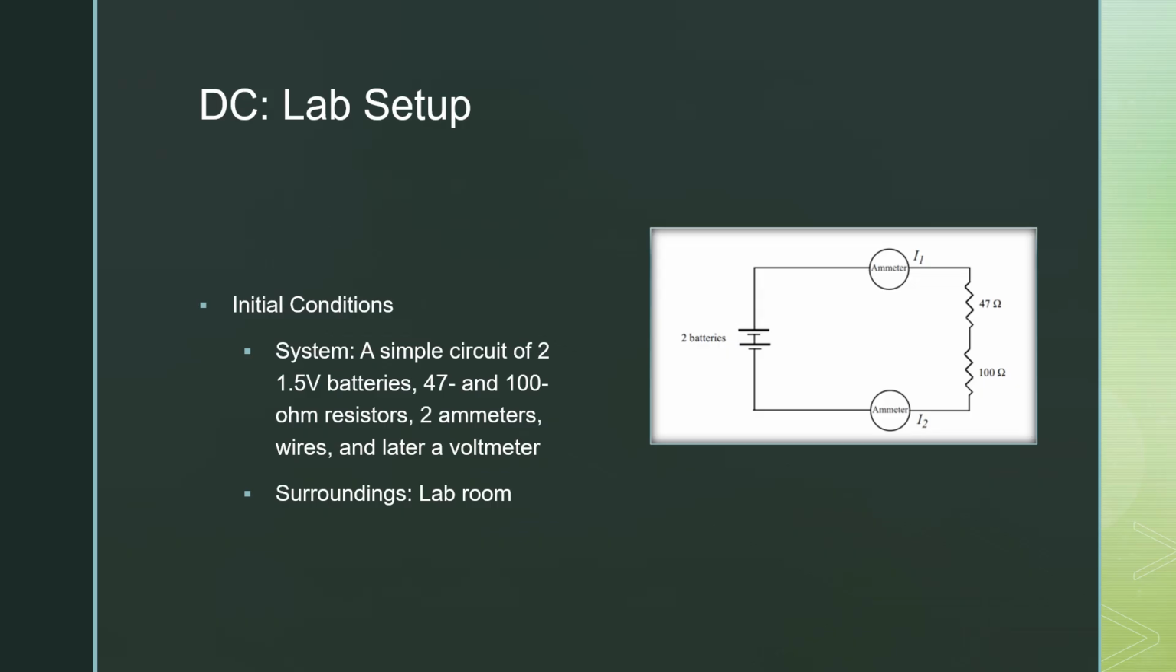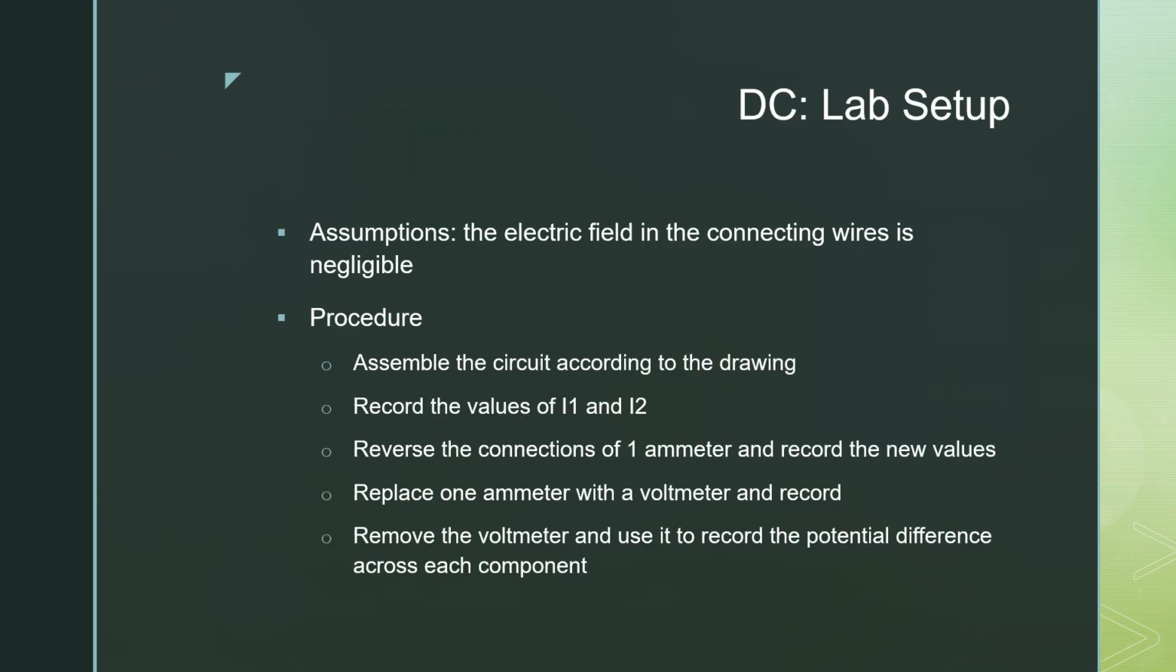We built the circuit using a system of two 1.5 volt batteries, 47 ohm and 100 ohm resistors, two ammeters, wires, and a voltmeter, while our surroundings were the lab room. We assumed the electric field in the connecting wires was negligible. Some key steps of our procedure include assembling the circuit and recording current and voltage, reversing an ammeter and noting the changes, adding a voltmeter and observing effects, and measuring potential differences across components.